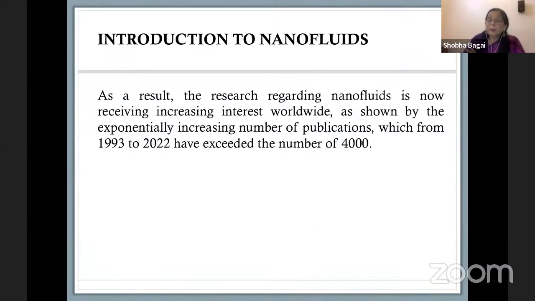Because nanofluid, in fact, has so many applications, and it did show a very positive result on heat transfer, you'll see that a number of research papers and publications have come out. From 1993 to 2022, of course, I do not have an exact number, but they have exceeded 4,000. And that is in just 30 years.